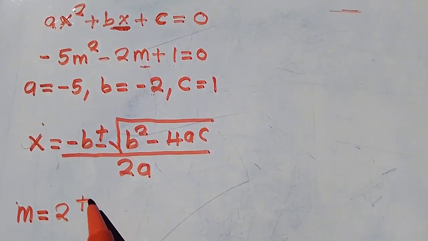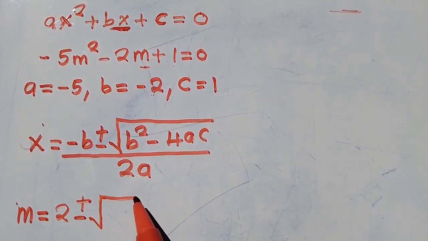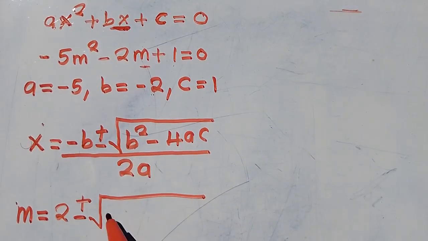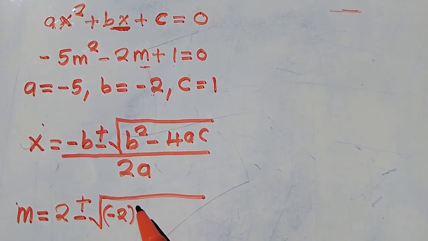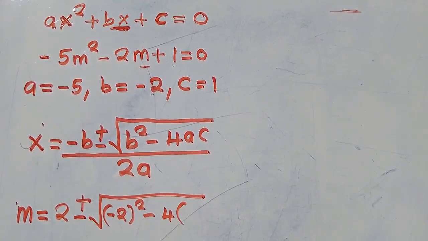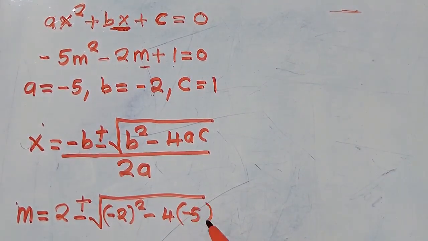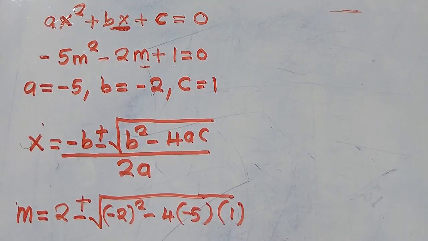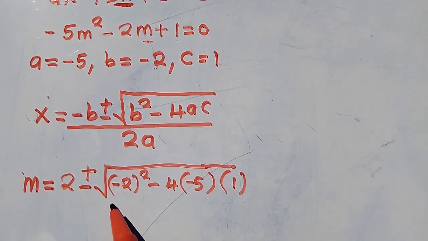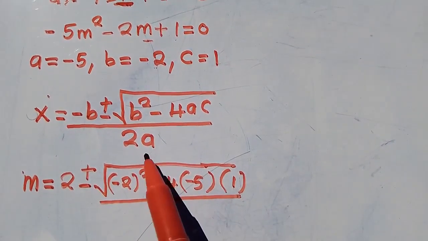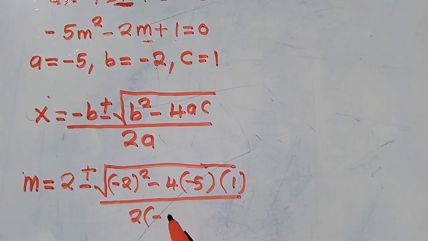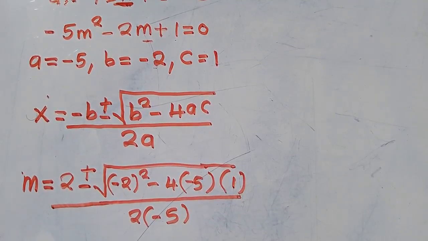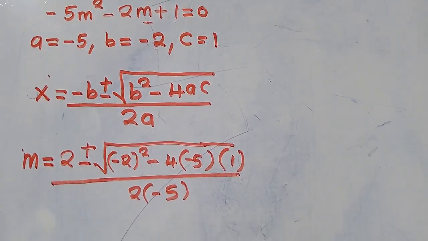I maintain plus or minus. Then what is my b squared? Negative 2 squared, minus 4, and what is my a? My a is negative 5. What is my c? 1. Then over, have you seen? These are mistakes that we make. Some people just do this, then they say, what is my a? 5, that 2 times negative 5, like this, and the denominator ends up under the root too. This is how you need to do it.